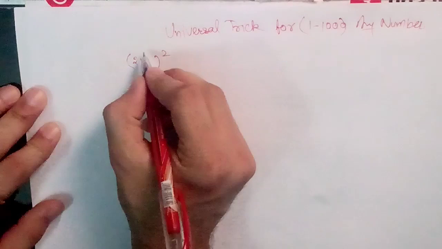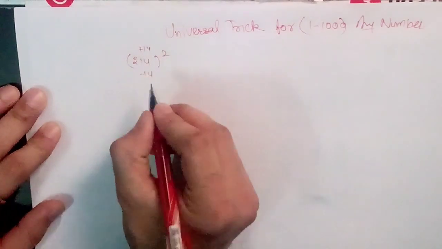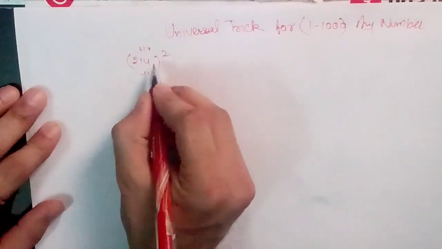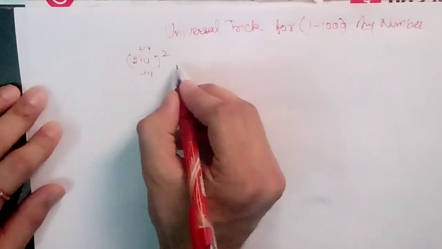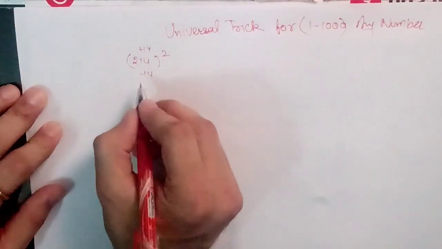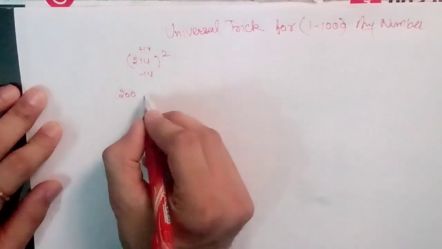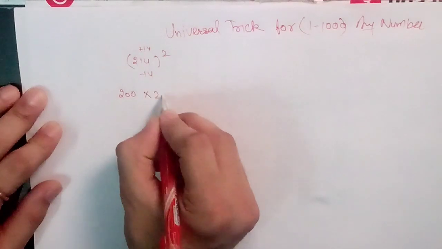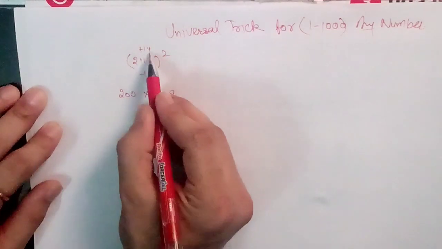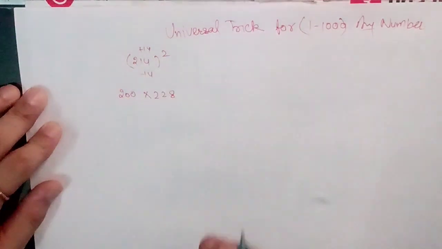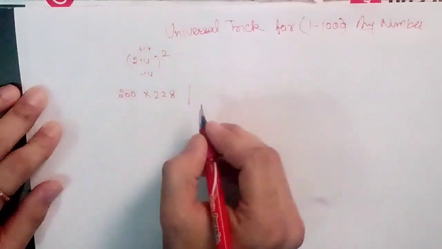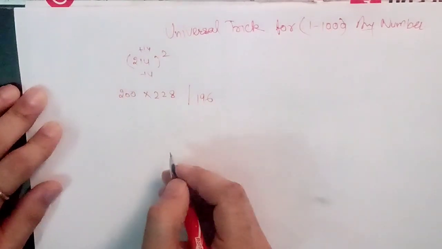You need to add 14 and subtract 14 to make it closest to the hundreds. So 200 into 228, where 14 is subtracted and 14 is added, which is this only. And 14 square is 196.